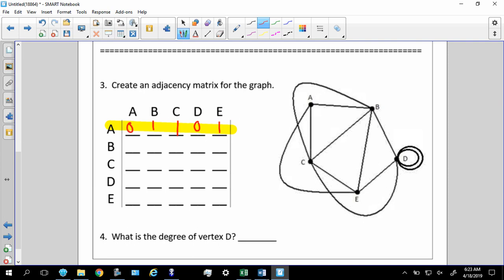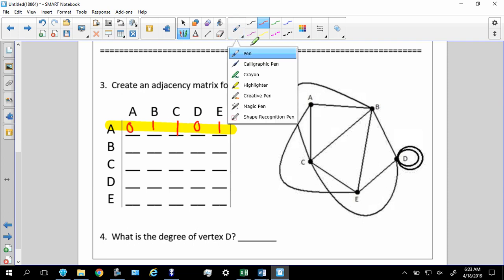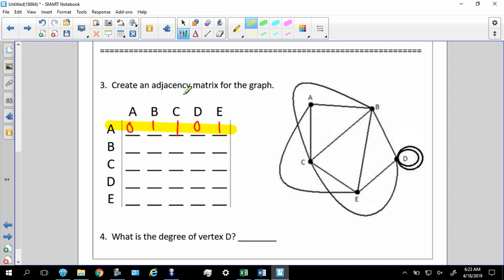Now, here's a little trick. I don't know if you've picked up on this, but whatever the row is, that's what the column is going to be. So that will be 0, 1, 1, 0, 1. That's a little trick just in case you wanted to save yourself a little bit of time.